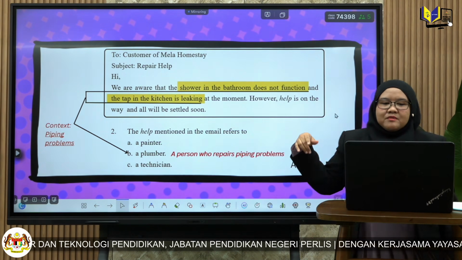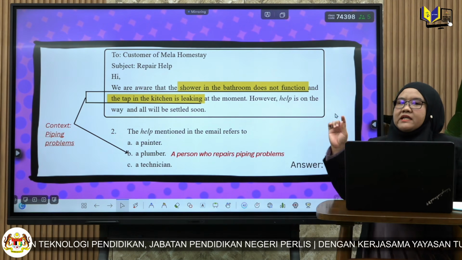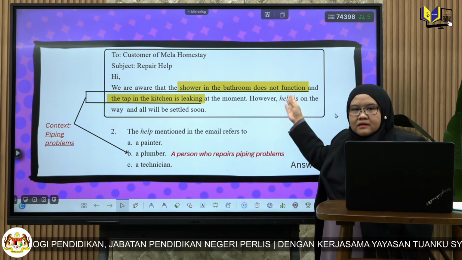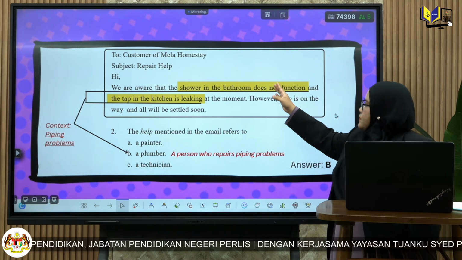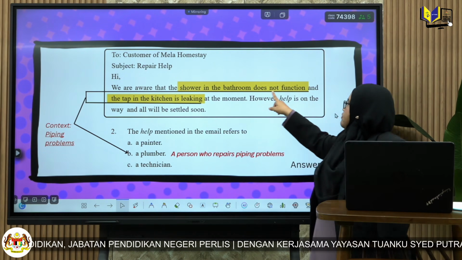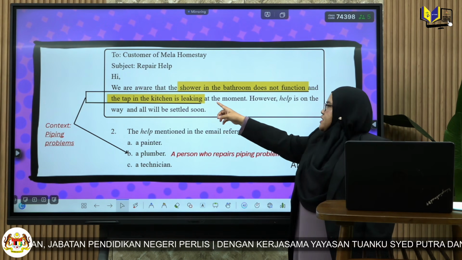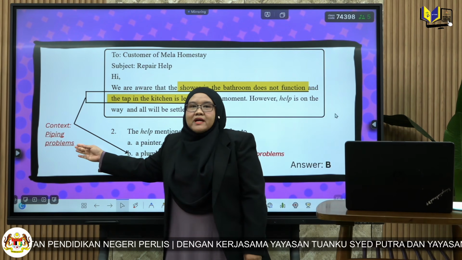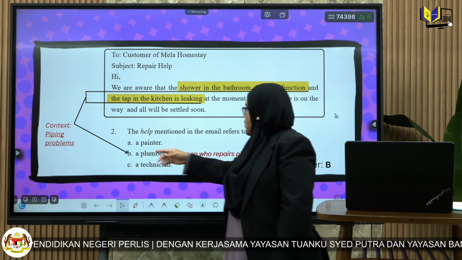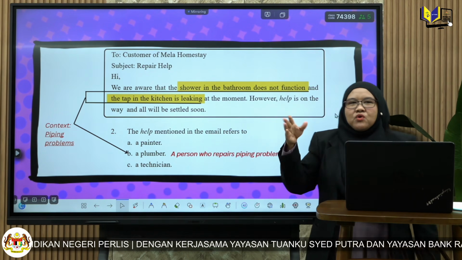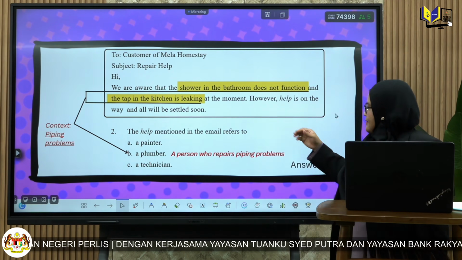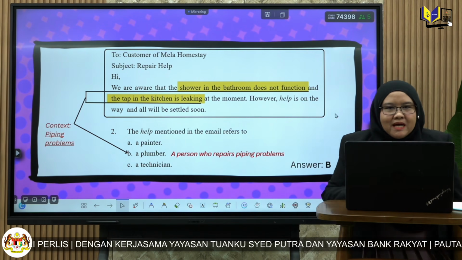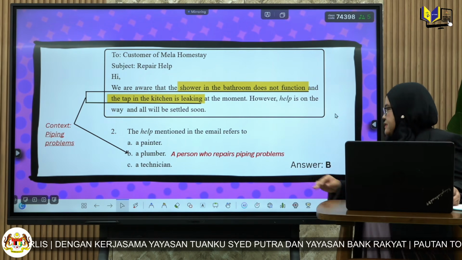All right, like I said before, contextual clues are hidden in the text. As I show you here, can you see the yellow highlight? If you see the shower in the bathroom does not function and the tap in the kitchen is leaking, both refer to piping problems. So when you have piping problems, who would you go to for help? Obviously, a plumber, because a plumber is a person who repairs piping problems. That's why the answer is B.